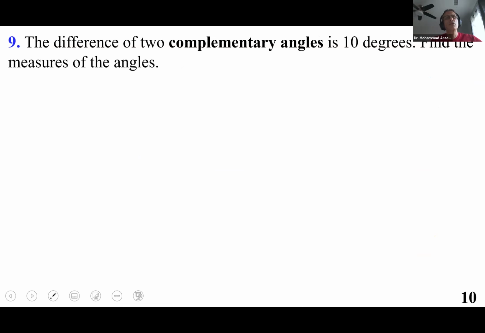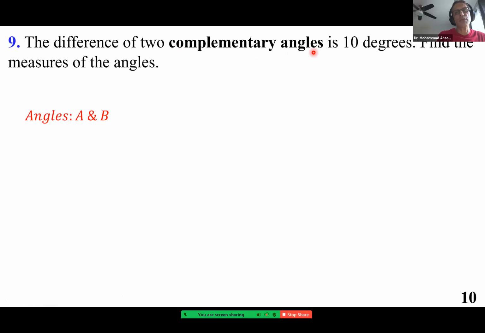The difference of two complementary angles is 10 degrees. Find the measure of the angles. First and foremost, again, let's call them X, Y, A, B, you name it. But what matters is, what is the meaning of complementary angles? The two add up to 90 degrees. That's the meaning of it.